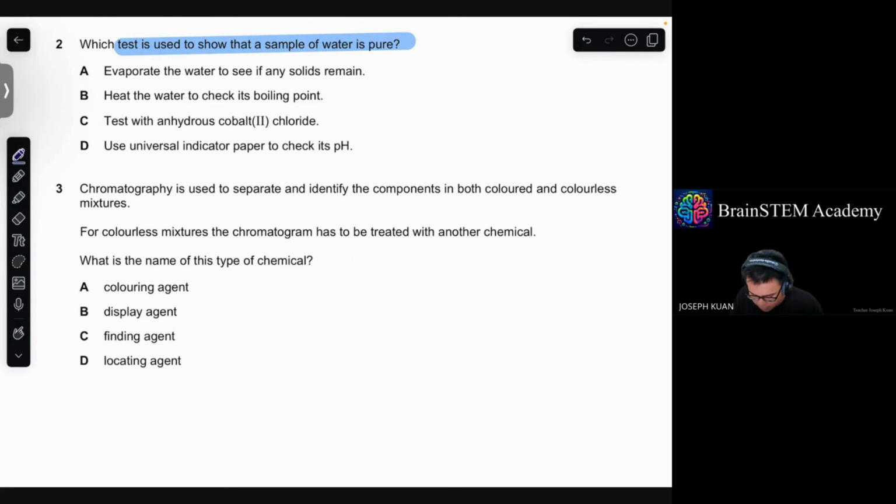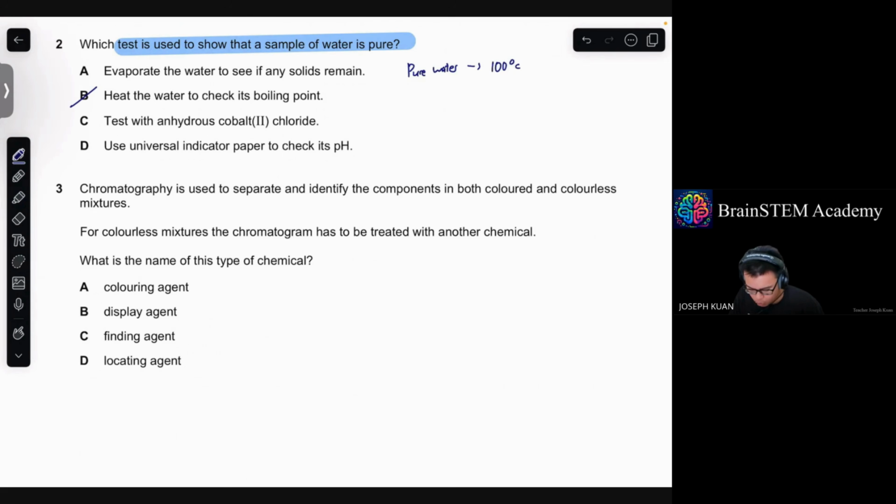For B, heat the water to check its boiling point. That is more quantitative. That is, in fact, the way we check whether water is pure or not, as pure water has a boiling point at 100 degrees Celsius at normal conditions. With the presence of any impurities, it will affect the boiling point. So the answer for this question will be B instead.